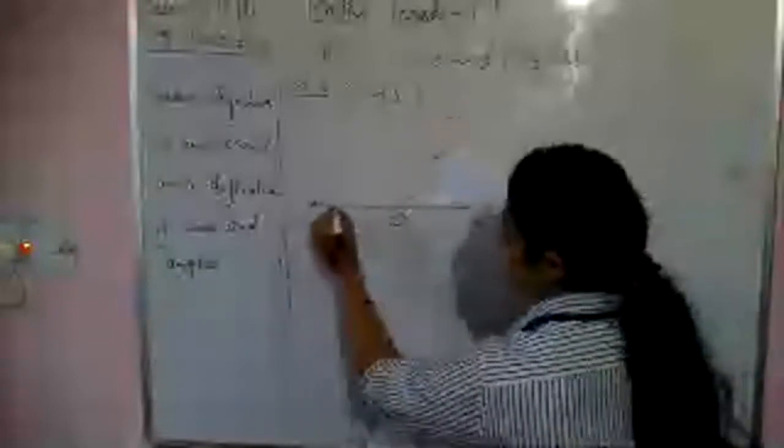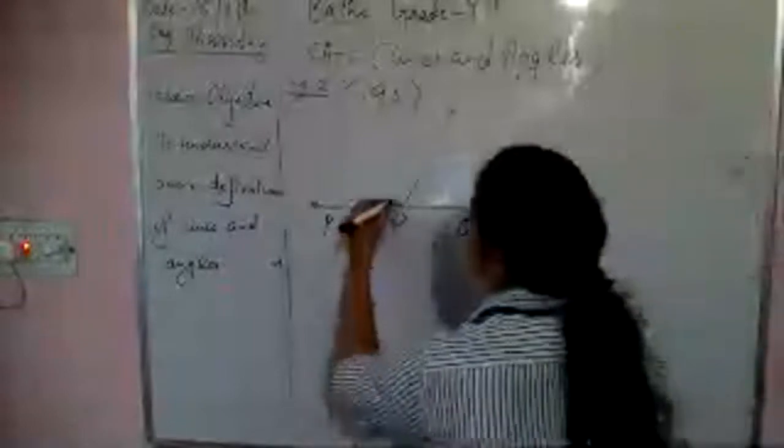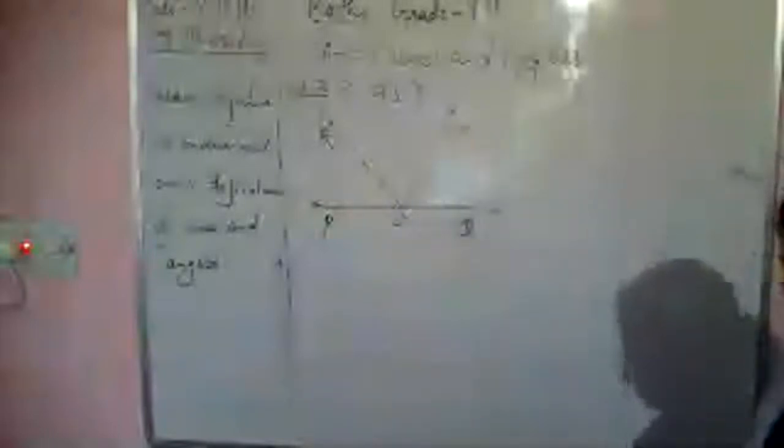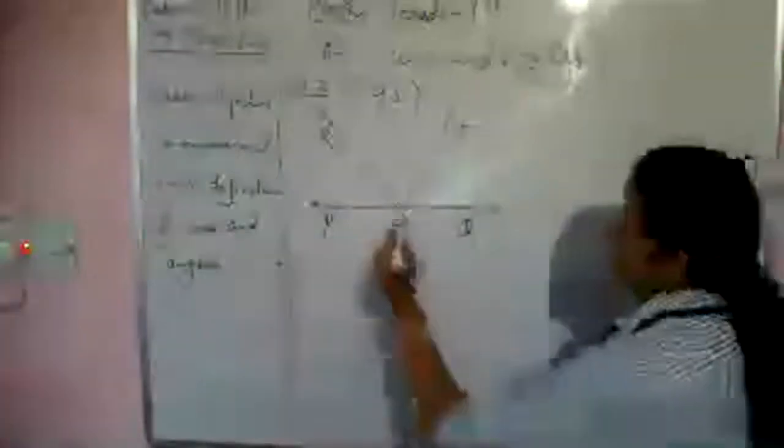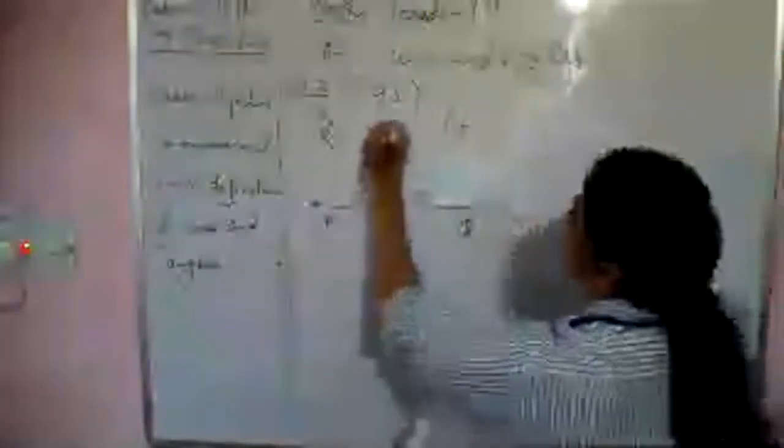First draw the figure. P, O and Q are on a straight line. This is point S, this is point R, and this point is T. This line is OS. So this is the figure.